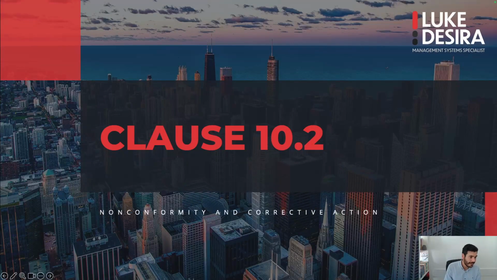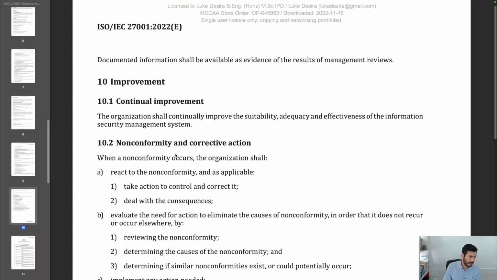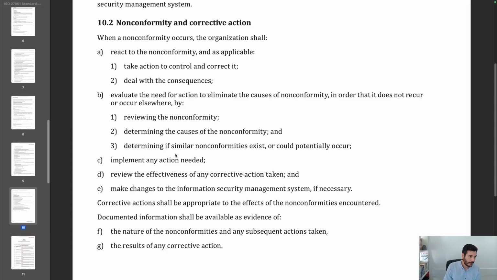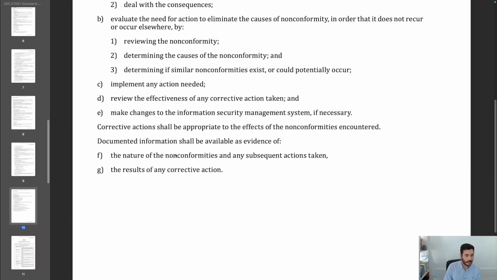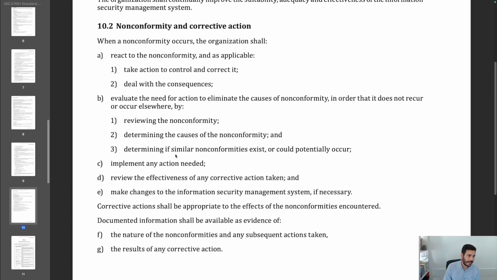Clause 10.2 is the last clause within the set of requirements of ISO 27001. It talks about nonconformity and corrective actions. In this section, I want to explain the process that you're going to go through when handling an issue.